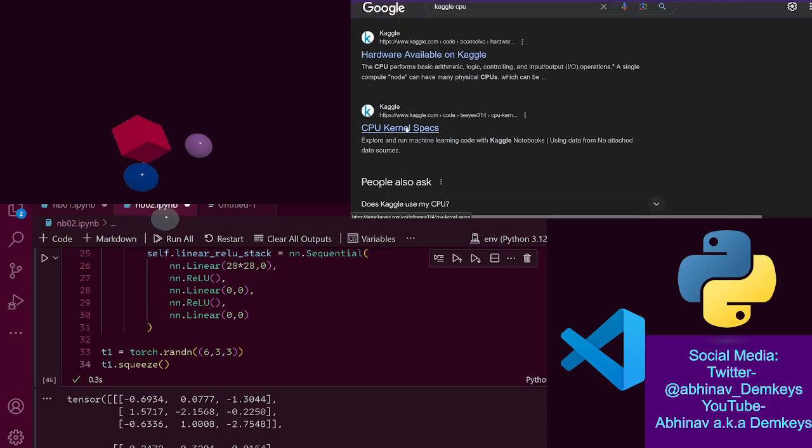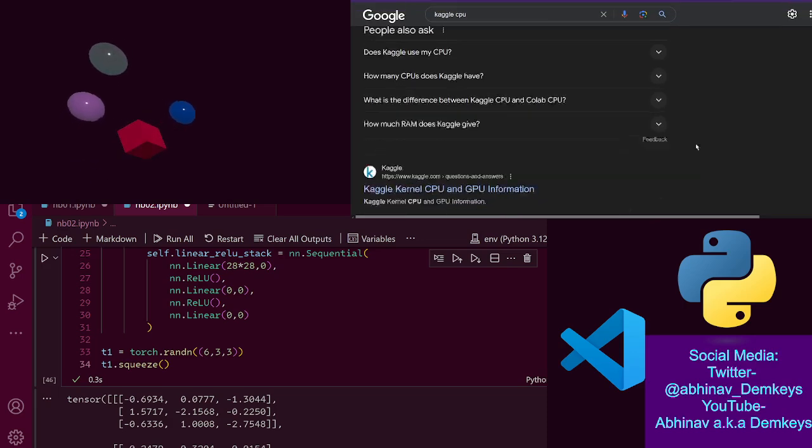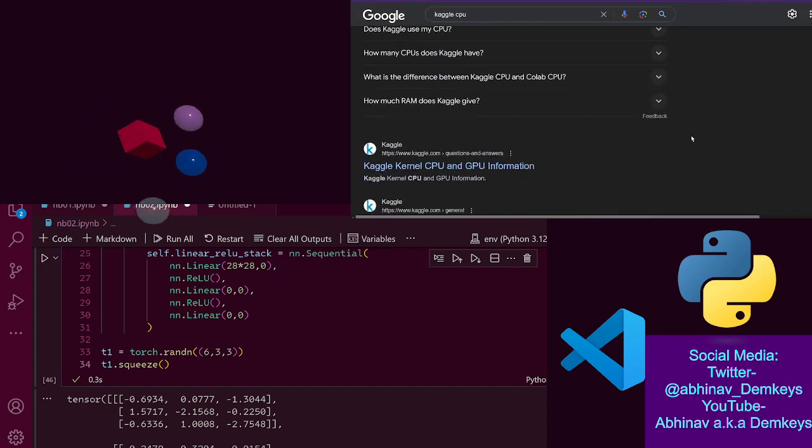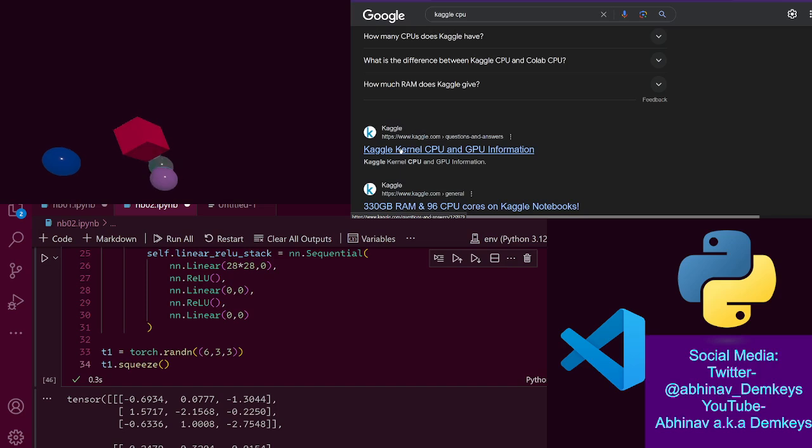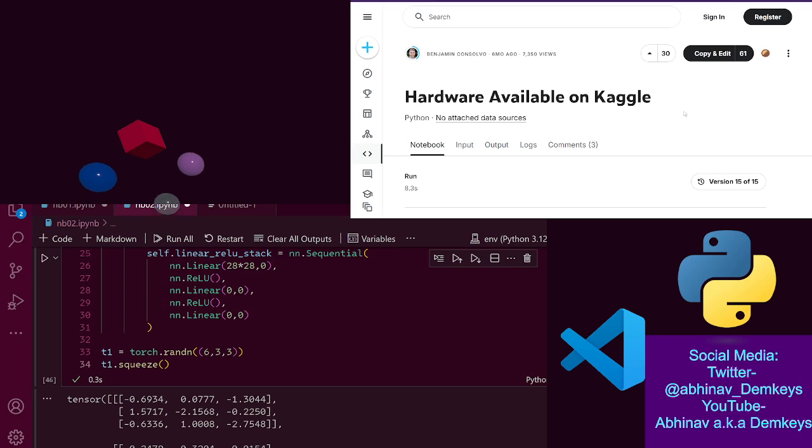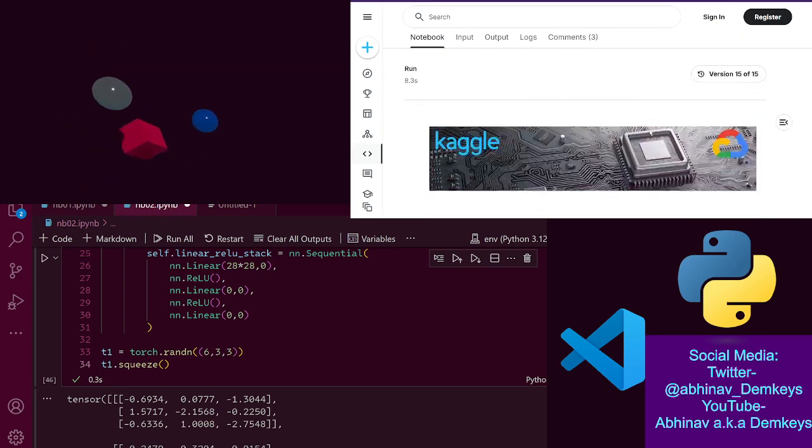What is this? CPU kernel specs. Explore and run machine learning code on Kaggle notebooks. Okay, all right. Kaggle kernel, CPU, and so on. Hardware available on Kaggle. This is 6 months ago.